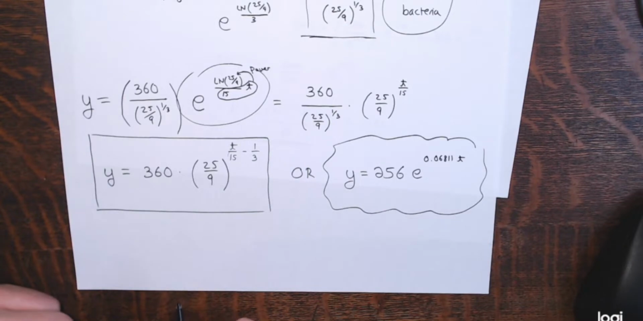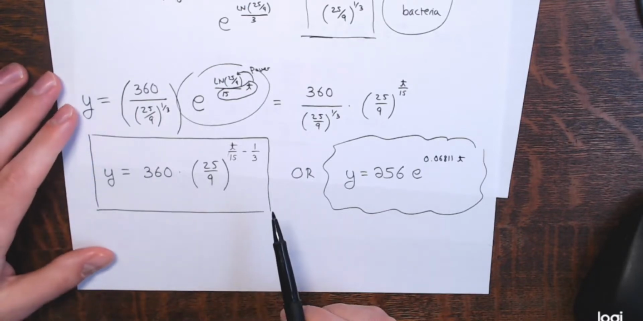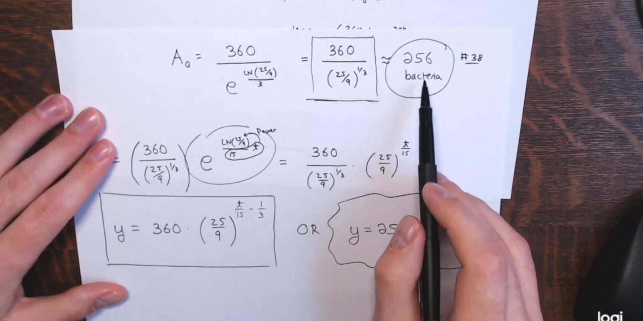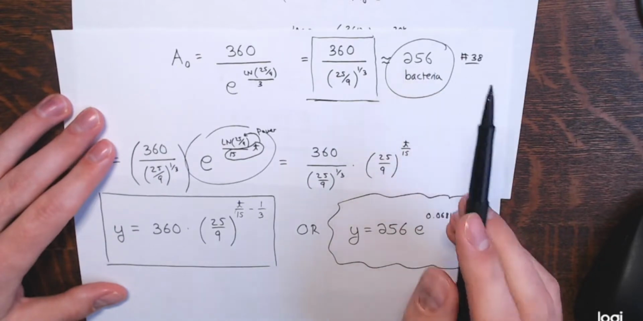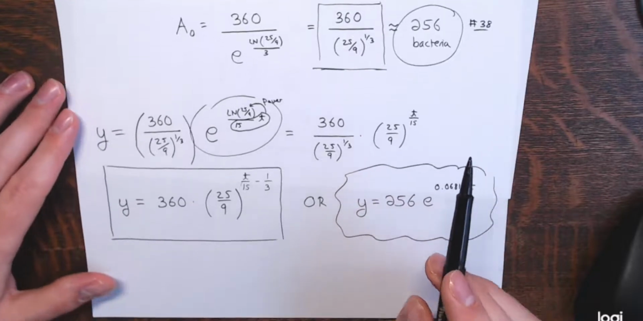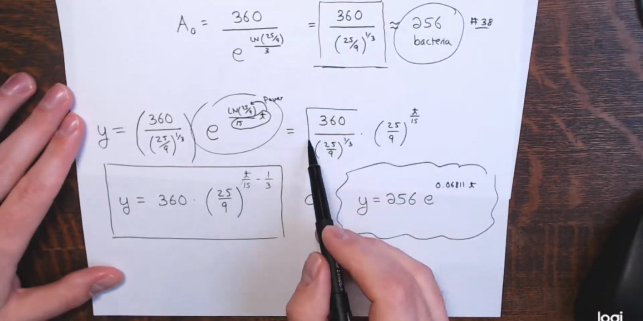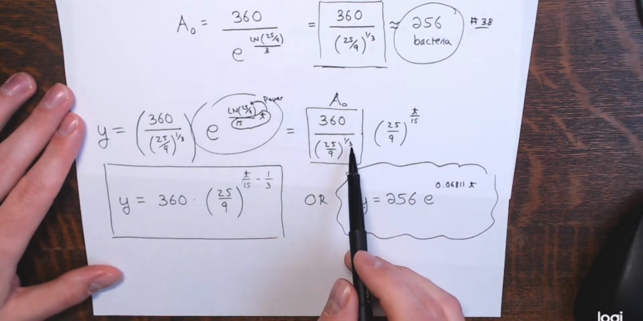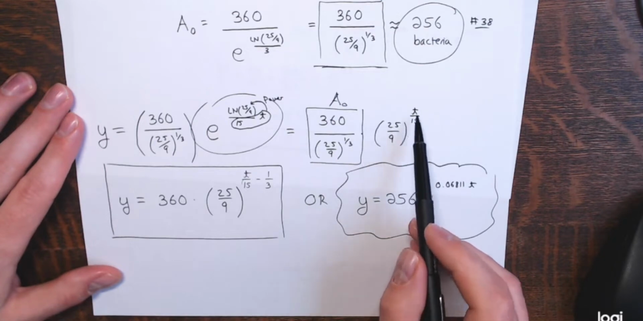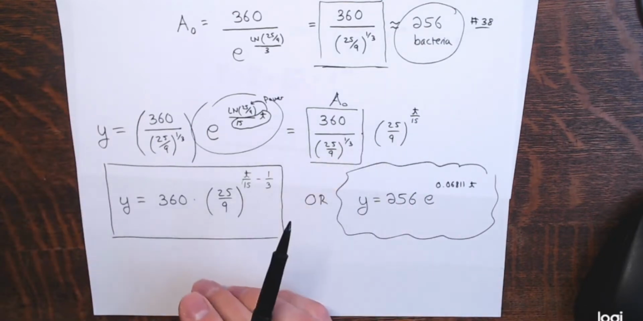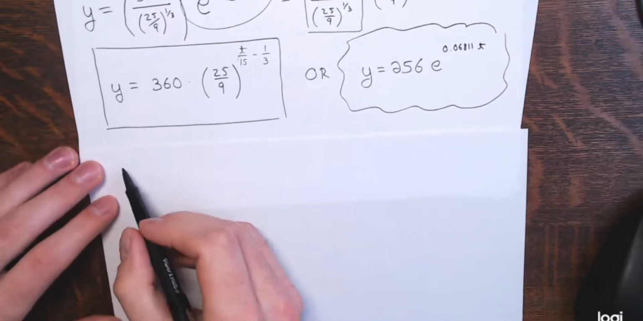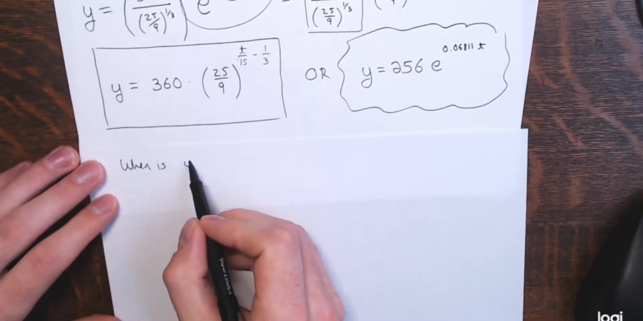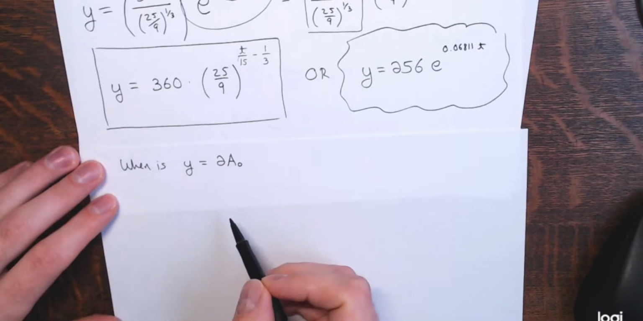All right, so the population to double. So remember, the initial population is about this here, right? In fact, I'm going to go back to this model. This was A0, this 360 divided by 25/9 to the 1/3. I'm going to call that A0, and then we have times 25/9 to the t over 15 power. I'm going to use that and say when is y equal to twice A0, right? When is y equal to double the initial amount? When is the population doubled?